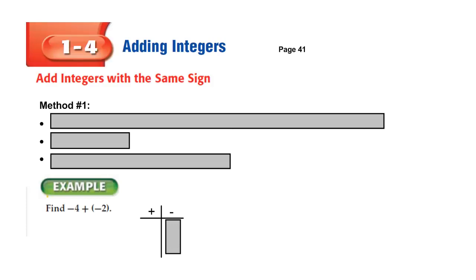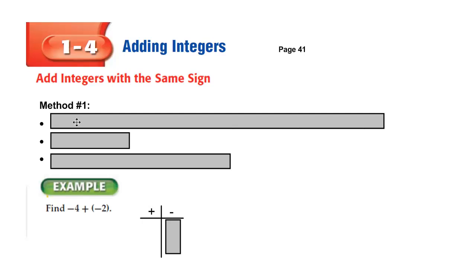Welcome back. This is section 4 of chapter 1 on adding integers. We will begin on page 41 in your book if you care to follow along. And I'm going to teach you just a couple of different methods for adding integers, and you will get to choose which of those you like the best.